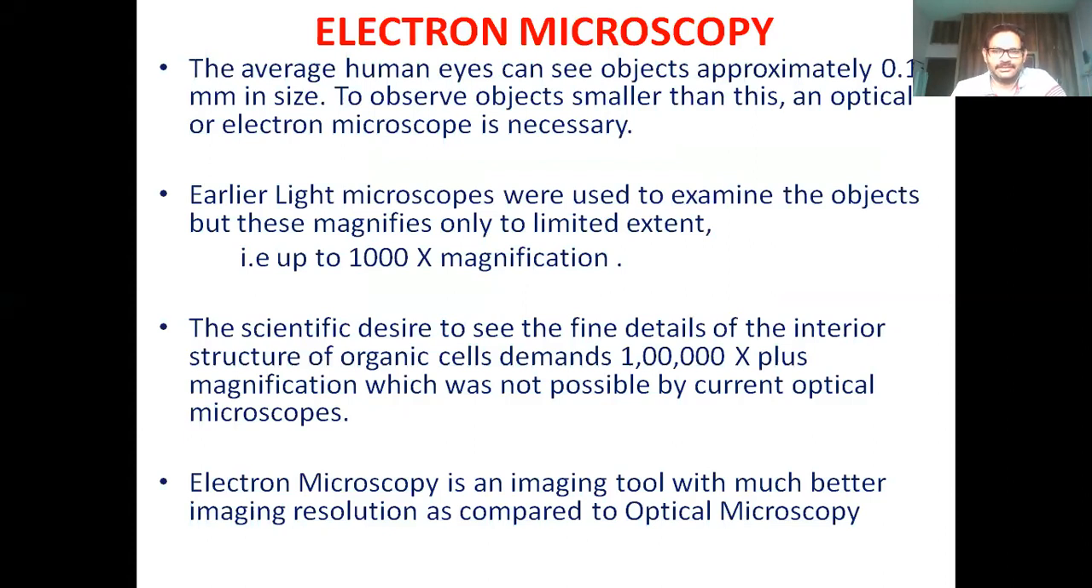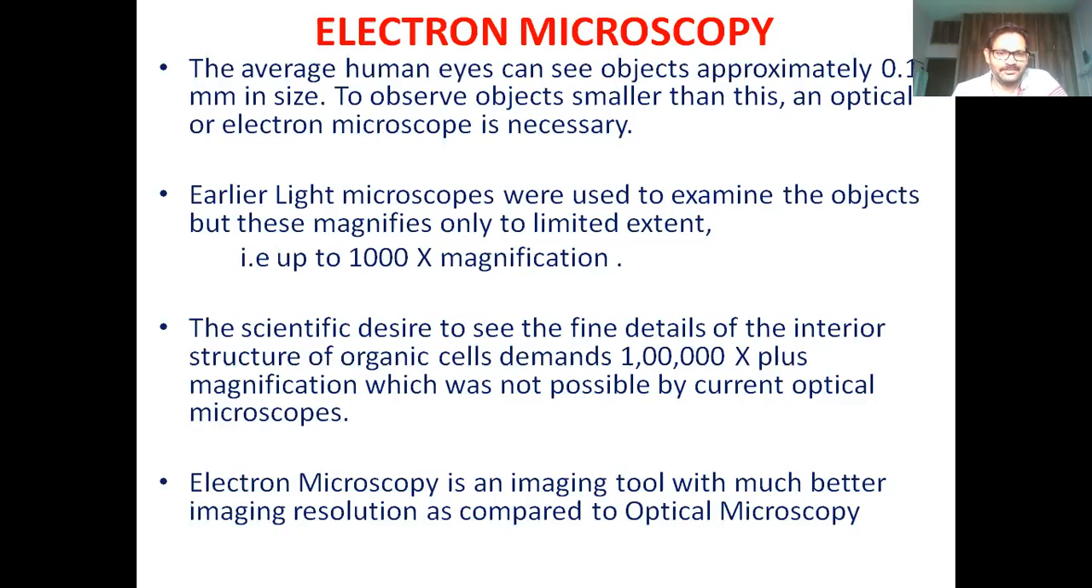Normally, when you want to observe objects, we first view them with our human eye. The average human eye can see objects approximately 0.1 mm in size. But to observe objects smaller than this, we need instruments like an optical microscope or an electron microscope.